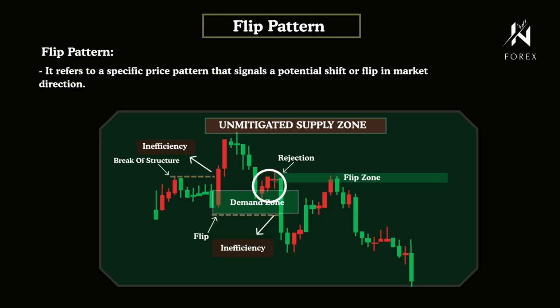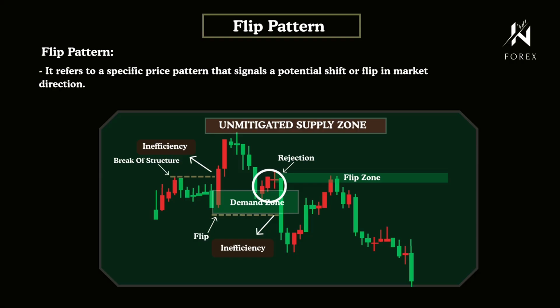A flip pattern occurs when price reacts to a supply or demand zone, showing respect initially, but then breaks through that same zone, signaling that the balance of power between buyers and sellers has shifted. In essence, it shows that the role of a zone has flipped, from supply to demand or vice versa.